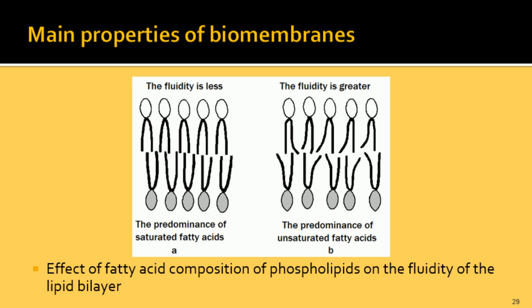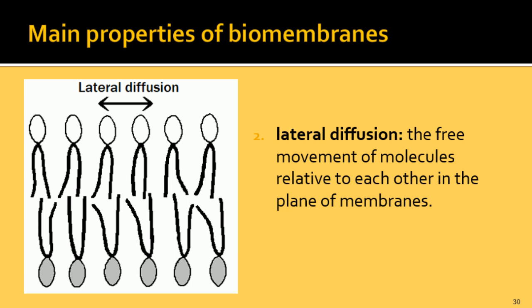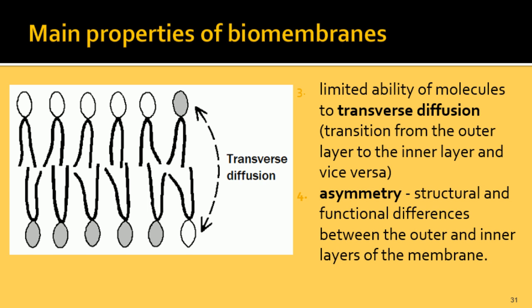Hydrophobic chains of saturated fatty acids are oriented parallel to each other and form a rigid crystalline structure. Unsaturated fatty acids with a curved hydrocarbon chain break the compact packing and increase fluidity of the membrane. The presence of free space between lipid and protein molecules in a biomembrane determines its next property: lateral diffusion, the free movement of molecules relative to each other in the plane of membranes. Unlike lateral diffusion, the ability of molecules in biomembranes to undergo transverse diffusion, transition from the outer layer to the inner layer and vice versa, is limited.